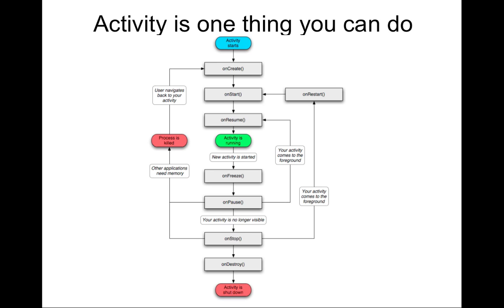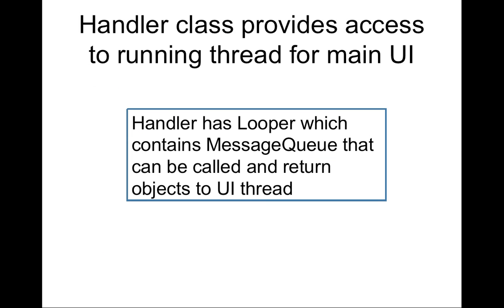It's the activity thread. We can create a handler to handle multiple threads, to switch them back and forth, to send information from this thread to that thread, and we can actually accomplish multi-threaded application programming using handlers. So a handler has a looper, which contains a message queue that can be called and return objects to UI threads. UI threads are foreground threads versus background threads that are referred to as services. So UI threads are the ones that are controlling the XML interface for the UI.